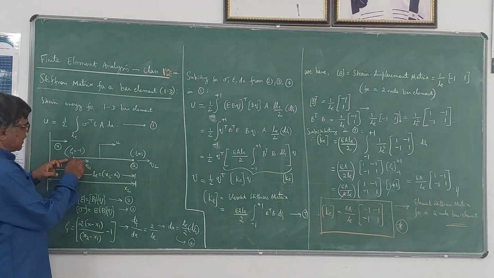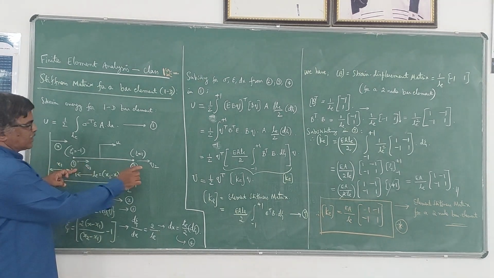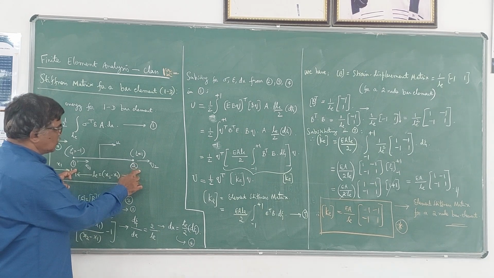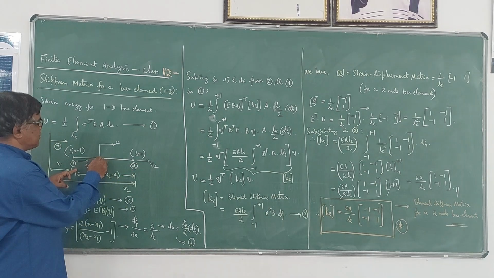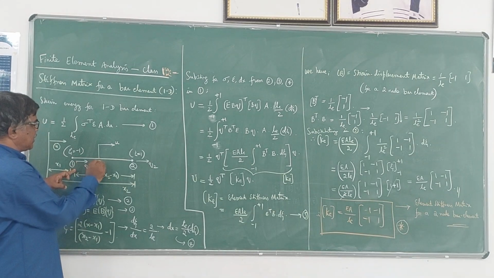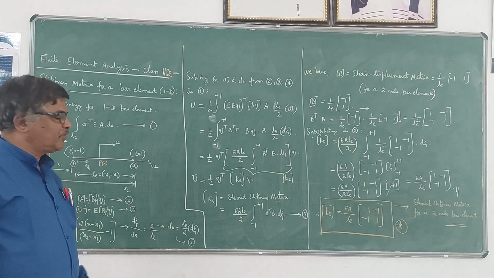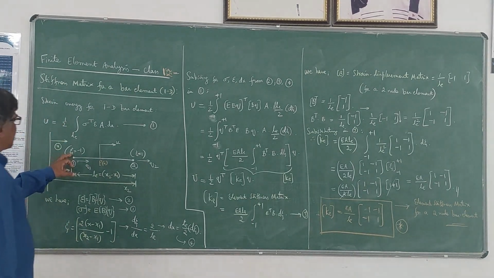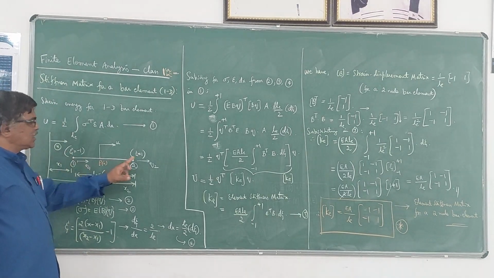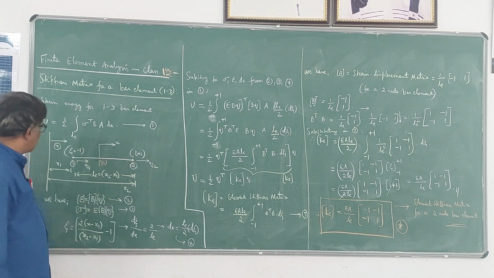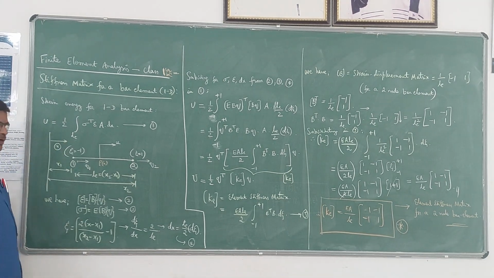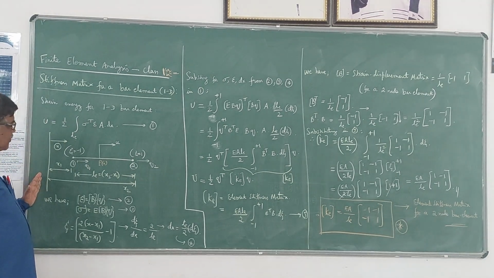Q1 is the nodal displacement at 1. Q2 is the nodal displacement at 2. And u is the displacement at any point on the element. Using the natural coordinate system, we know that zeta is -1 at node 1, zeta is +1 at node 2, and the global coordinate system x is measured from the reference axis.